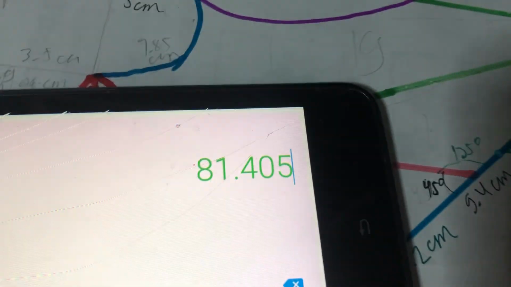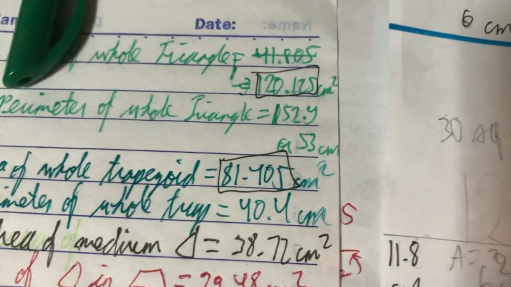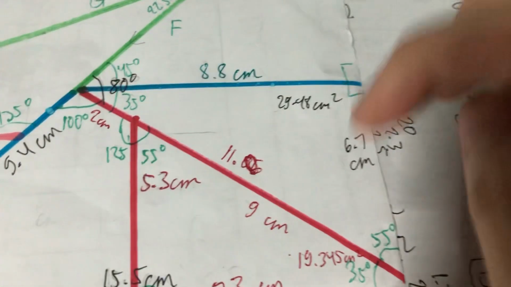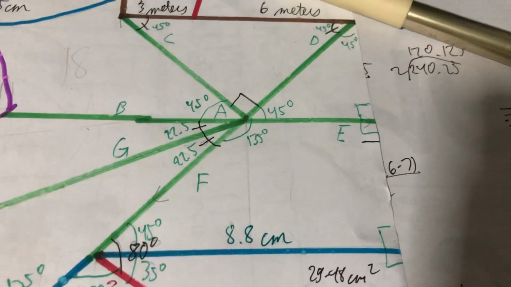Did we get the answer of 81.405? If you get the answer, then you are correct. So, all of these summations bring up the area of this entire trapezoid. Now, what we need to do next is the area of this right triangle.